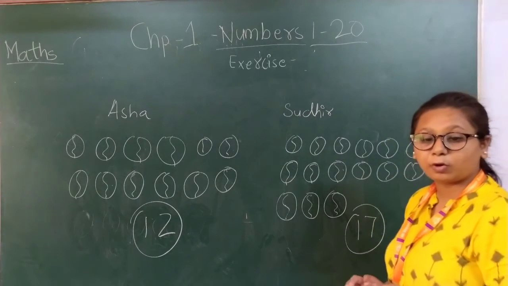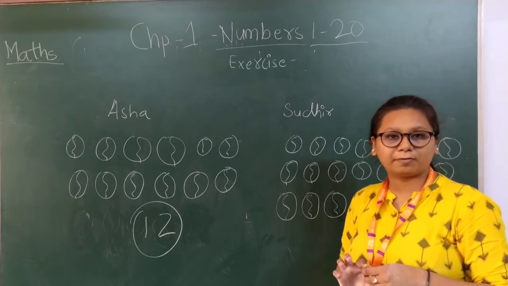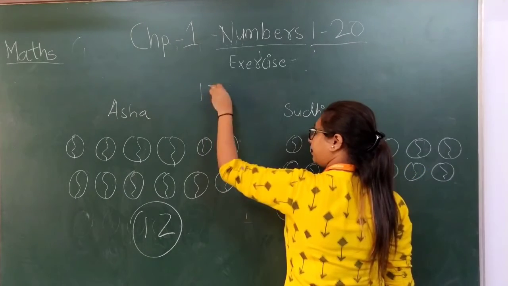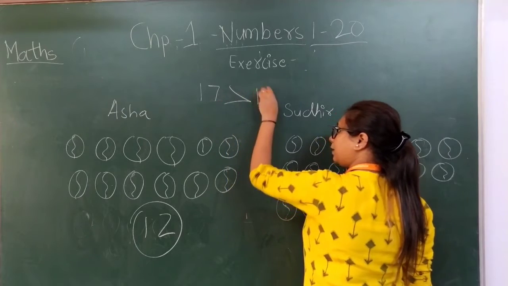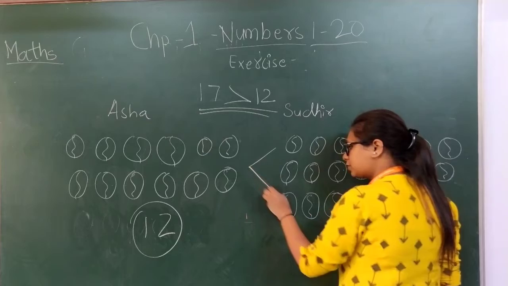So now who has more number of balls? Right. Sudhir has more number of balls, right? Because 17 is greater than 12, right? So here who has more number of balls? Sudhir.